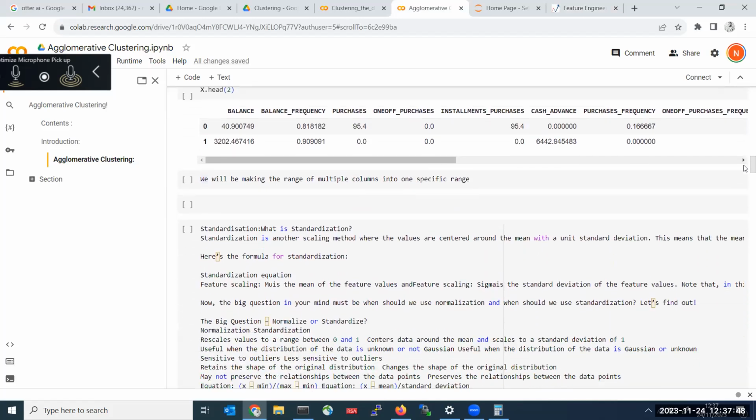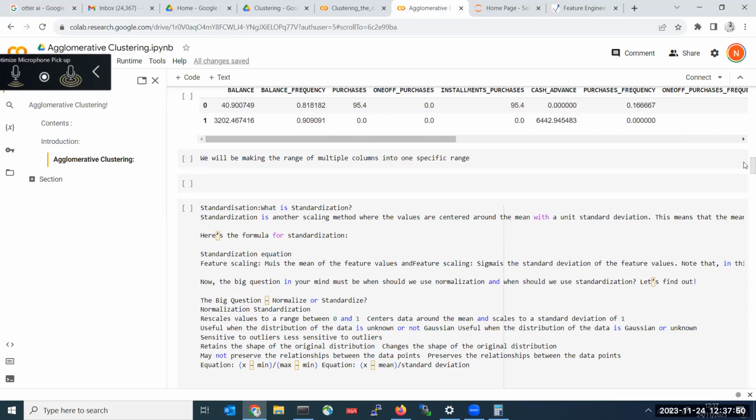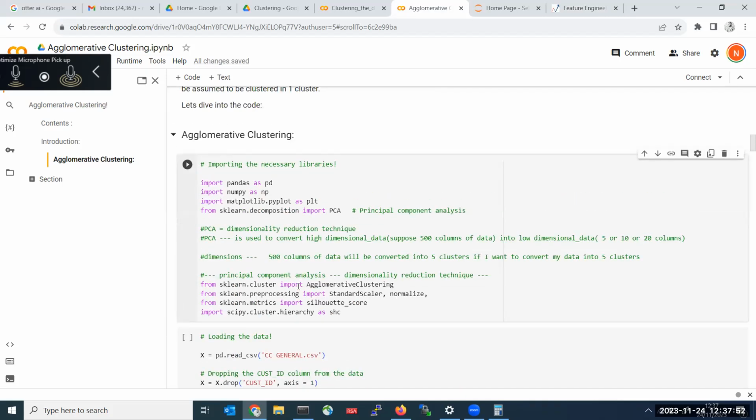So this is one of the pre-processing techniques. That's why whenever we import from sklearn, it mentions sklearn.preprocessing. If you are importing clustering algorithms, you will be importing from dot cluster. So from sklearn.cluster import AgglomerativeClustering. In the place of agglomerative clustering, you can import KMeans clustering also. We'll see regarding that also.